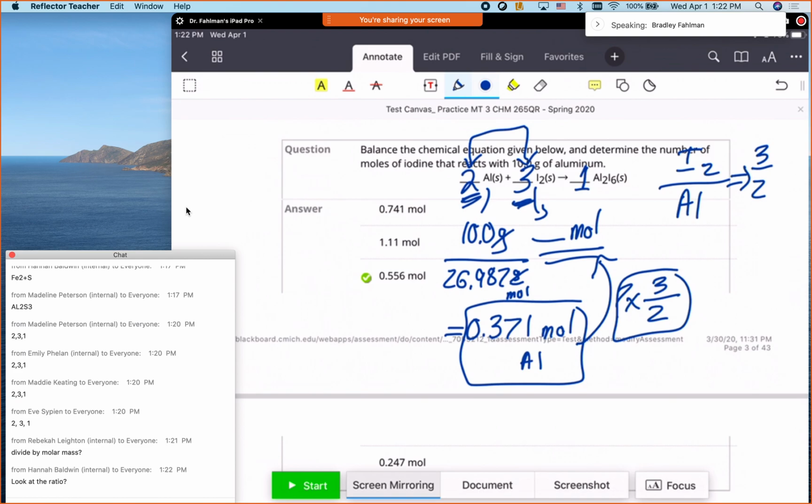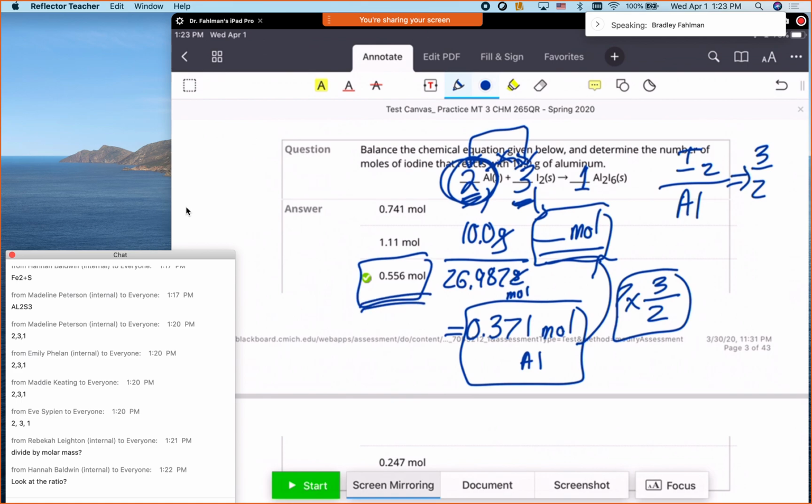And so that means that you will then multiply by 3/2. Or in other words, you're going to divide by 2 and then multiply by 3. And so once you do that, you will have directly the moles. So that's just the way to convert moles of something into moles of something else. And so if you do that, times 3 divided by 2 is 0.556 moles.